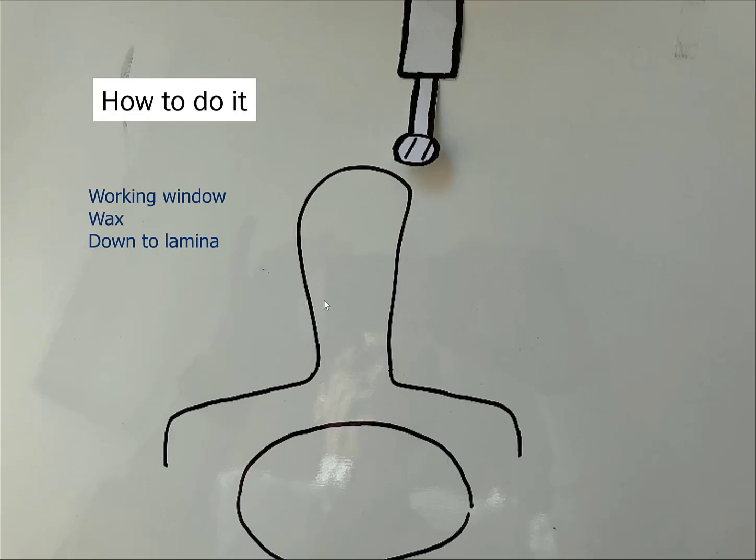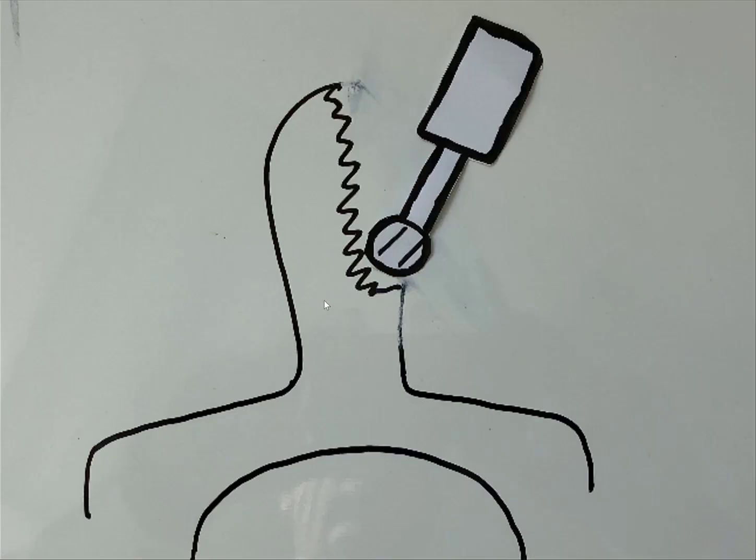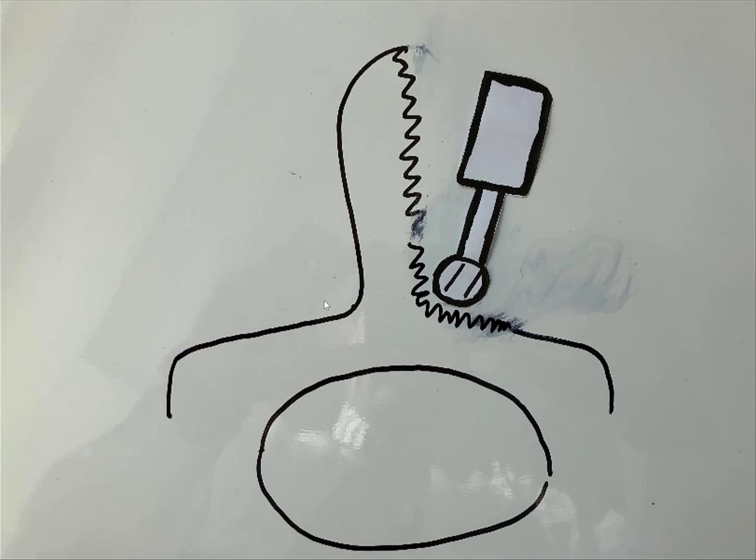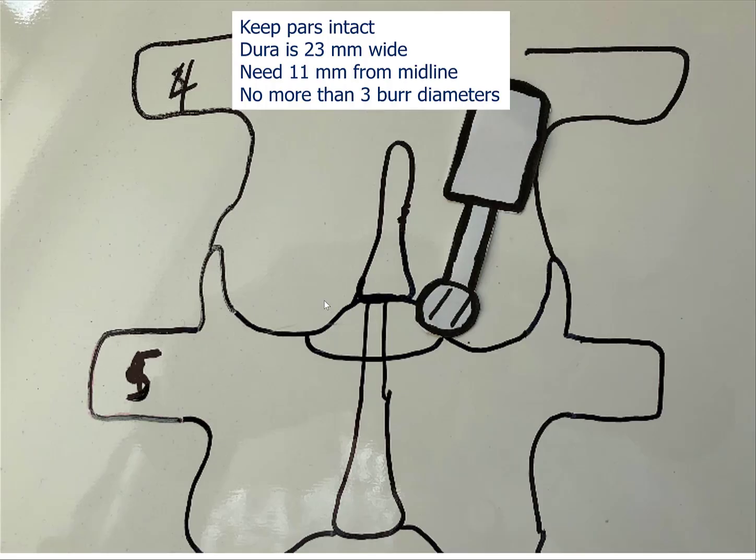So how do you do it? This is how you do it, and stop me if you have any questions. You need a working window, so you go down the posterior spinous process, down the lamina, to make yourself a window so you can see. You're doing this through a hole, and you use wax. Once you get down to the lamina, you have to outline where you're going to do the decompression.